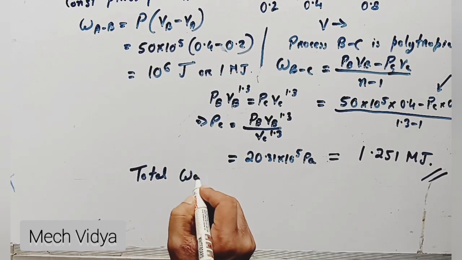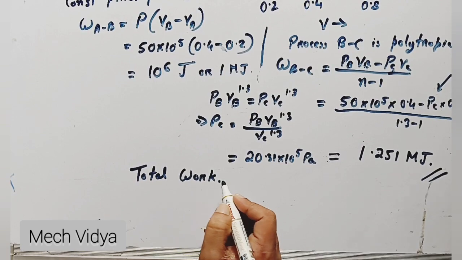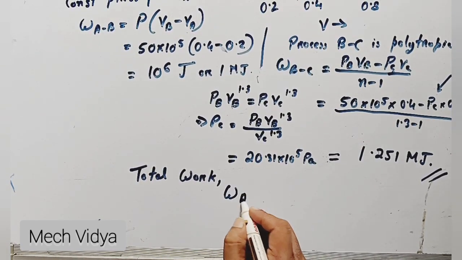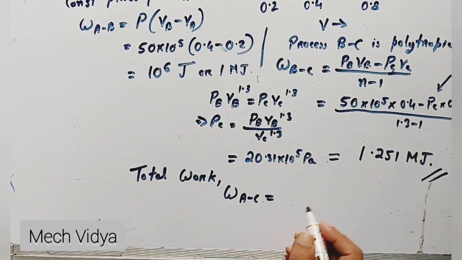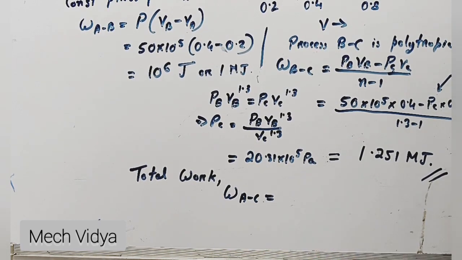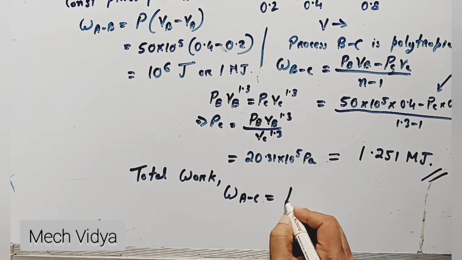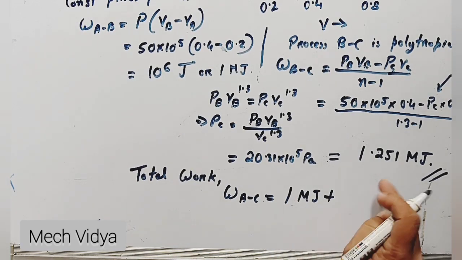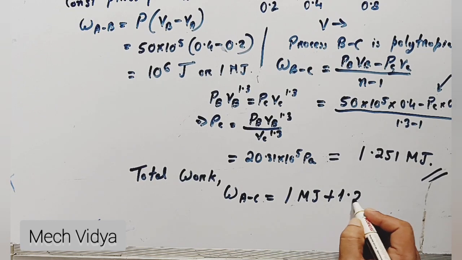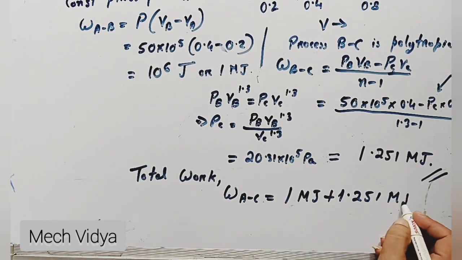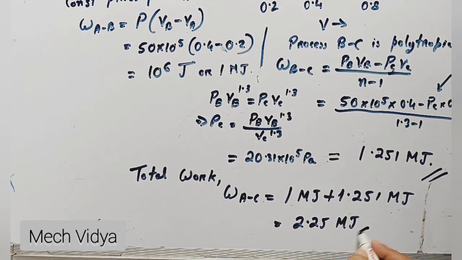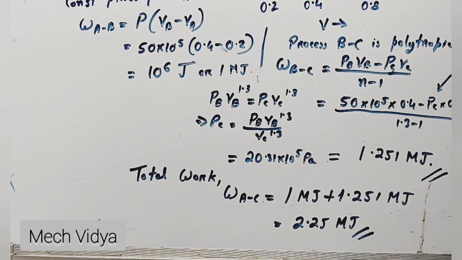So now we have to add these two work done, during AB and during BC. So work done during AB is 1 megajoule, and work done during BC is 1.25 megajoule. So if you do this addition, the final result will be 2.25 megajoule. Okay, so this was all about today.